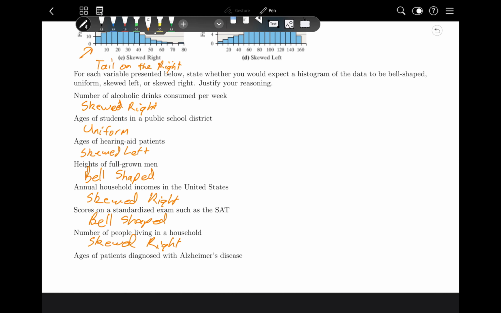And then ages of patients with Alzheimer's. So I would expect this to be skewed left, because similar to the hearing aids, the majority of people who get Alzheimer's are older, but there are some people that get it at a fairly young age. Okay, so that's the idea. Just thinking about what some of these different data sets would look like.